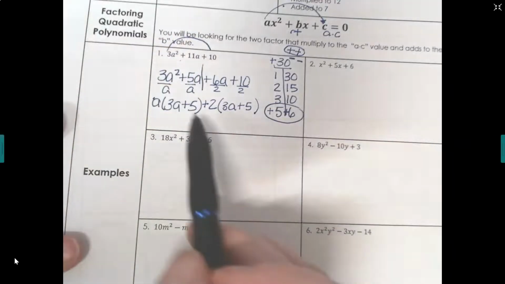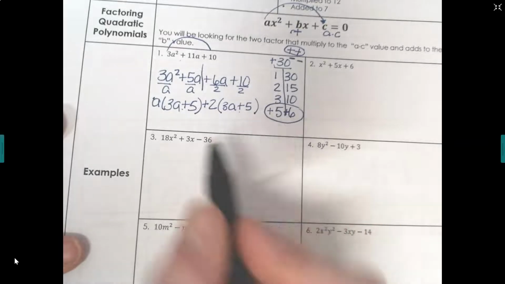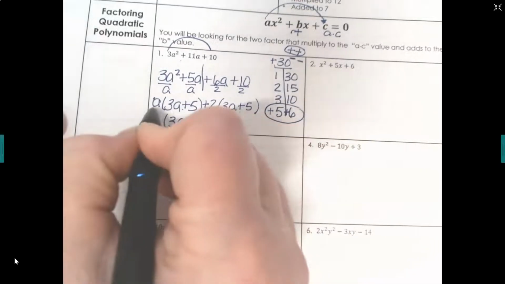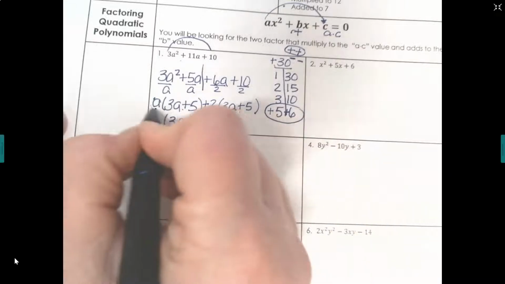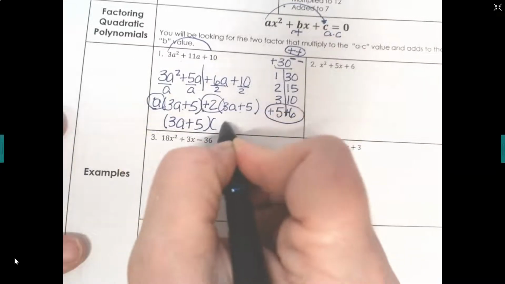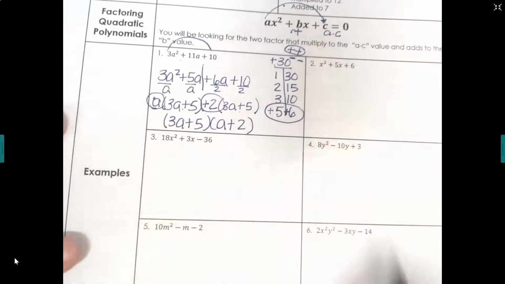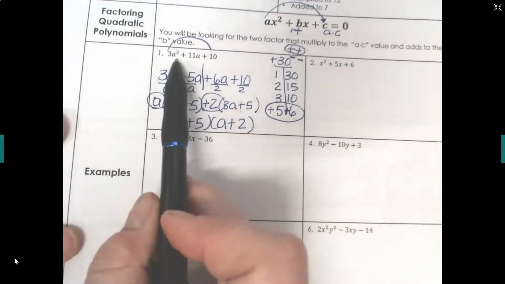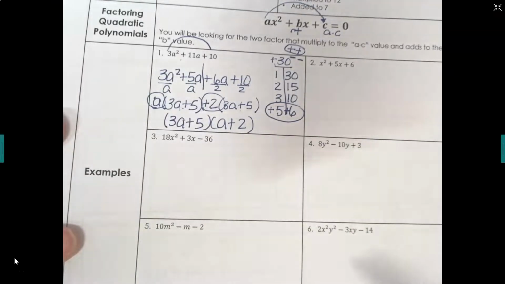When I come back and look, I've got 3A plus 5 in both of these places. That's my GCF. And then A plus 2 is what's left over. That goes in the other parenthesis. There are my 2 binomials. If I multiply these back together, I'll end up right back where I started from.